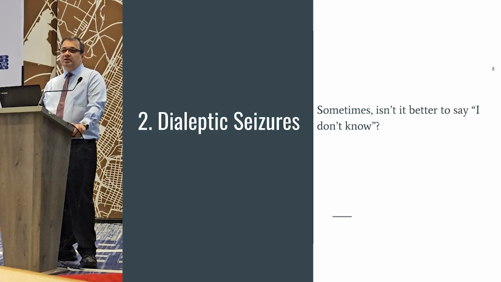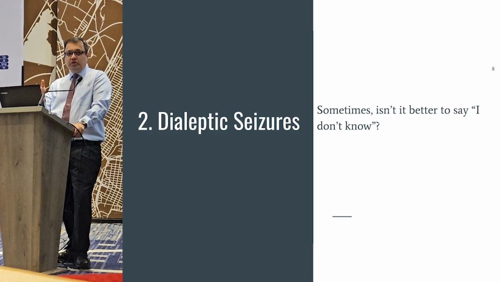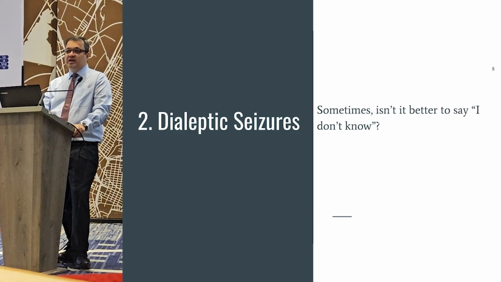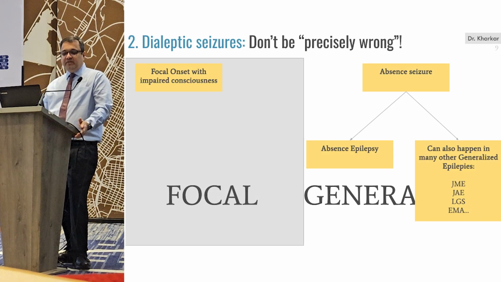So, when a person blanks out in front of you, in front of the parents, who might tell you this kid, this adult is blanking out, you actually don't know whether those seizures are starting from one place or all over the brain at once. And we'll talk about what that means. But basically, it would be a focal onset seizure with impaired awareness, or it could be a truly generalized absence seizure.